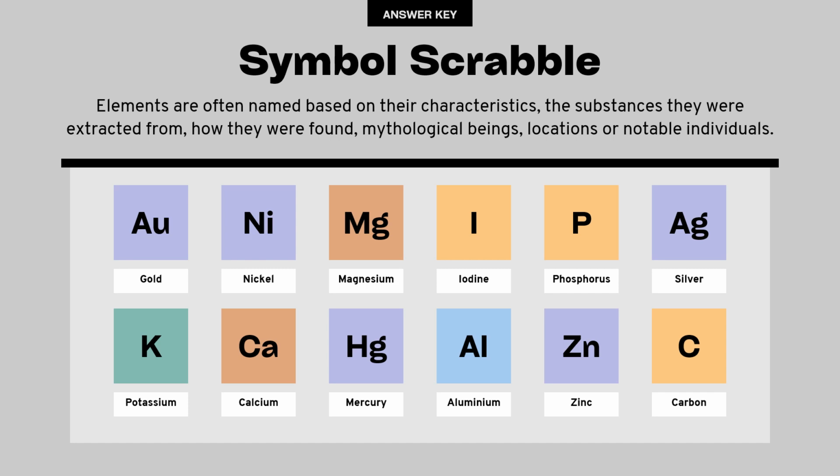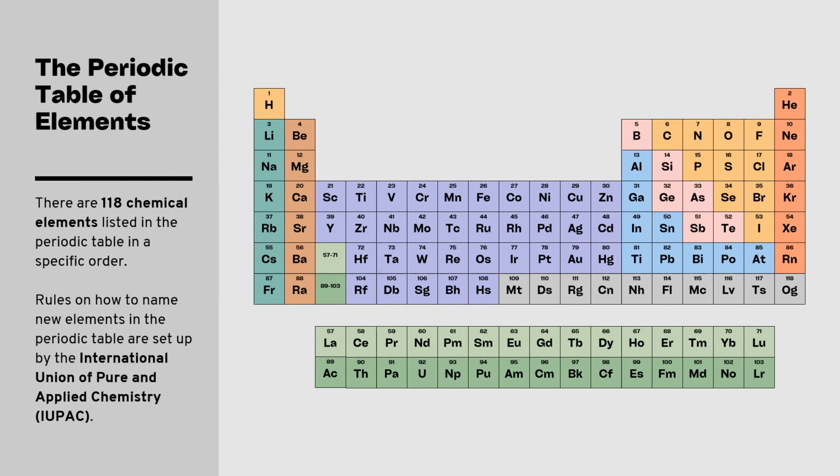Now this is the periodic table, where 118 chemical elements are listed in a specific order. We will learn that in another video, particularly on the periodic table. Now, the rules on how to name the new elements in the periodic table are set up by the International Union of Pure and Applied Chemistry, that is IUPAC. They have set up the rules for how to name these elements.